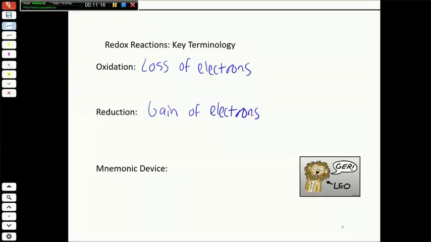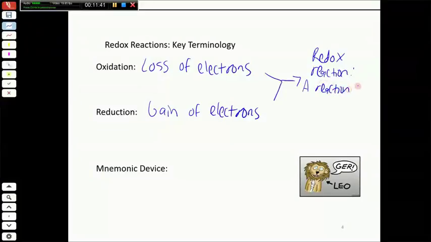All right, electrons cannot be created or destroyed in a chemical reaction, so whenever you have one of these, you have to have the other. You can't have oxidation without reduction or reduction without oxidation. And when the two happen together, we call that a redox reaction. Reduction, oxidation. So a redox reaction is a reaction that involves transfer of electrons.